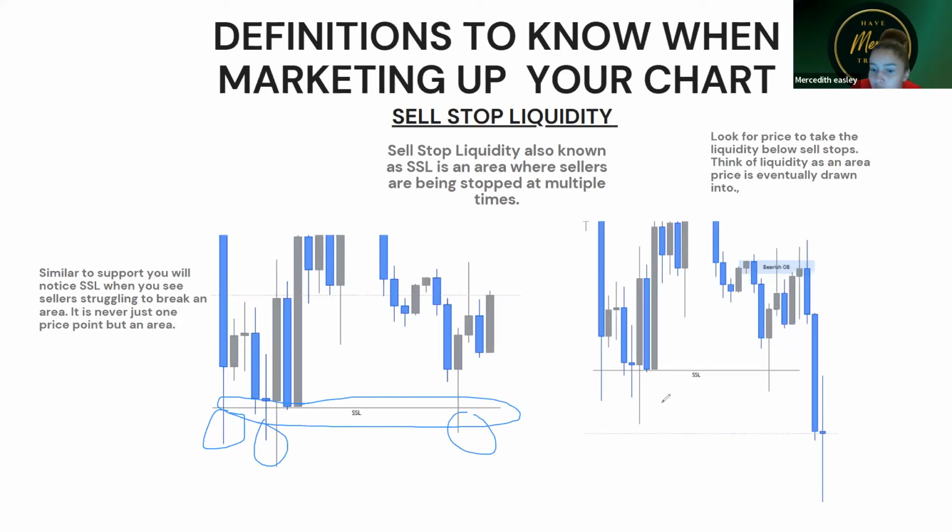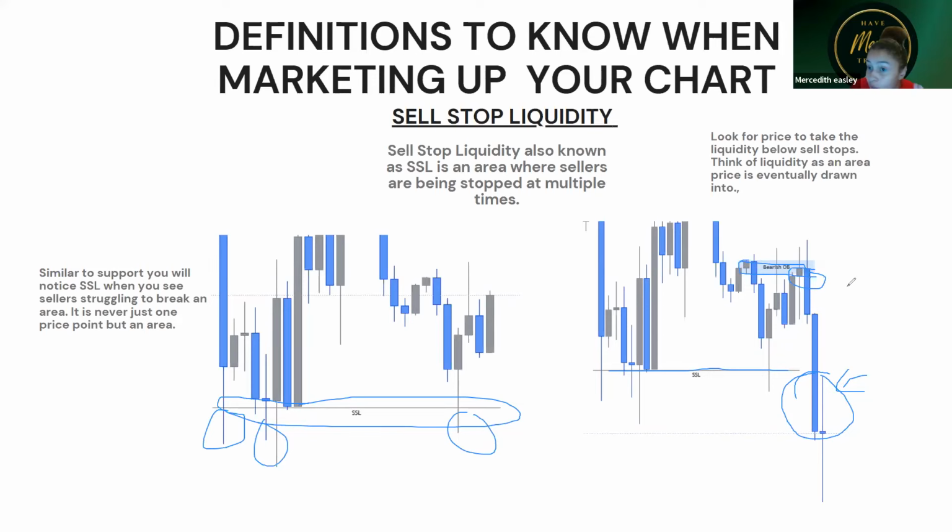This lets us know that you want to look for price to take the liquidity below sell stops. Think of liquidity as an area price is eventually drawn into, okay? So as you can see, price is drawn into the area. As soon as price closes below the sell stop liquidity line, I classify that as liquidity taken. And notice here how I had a bearish order block. I could have got sell entries here.